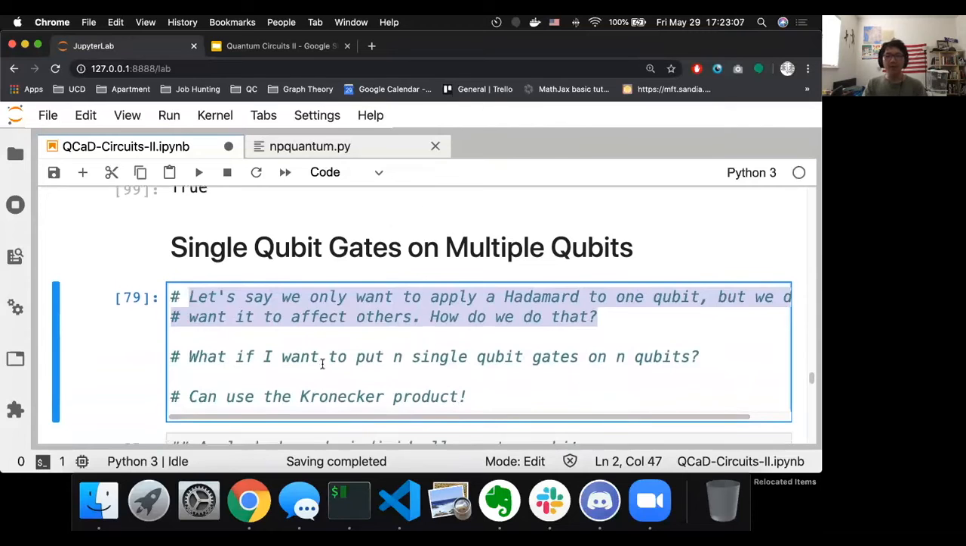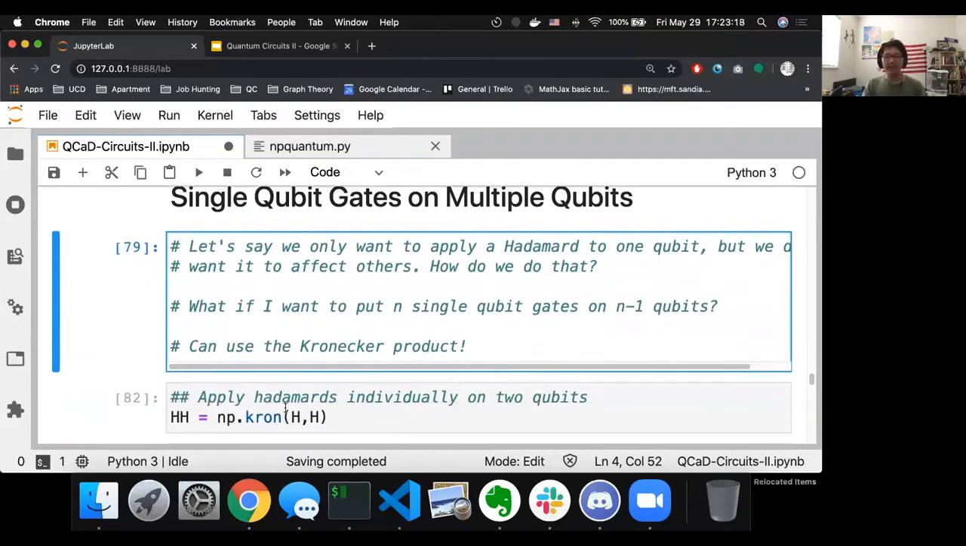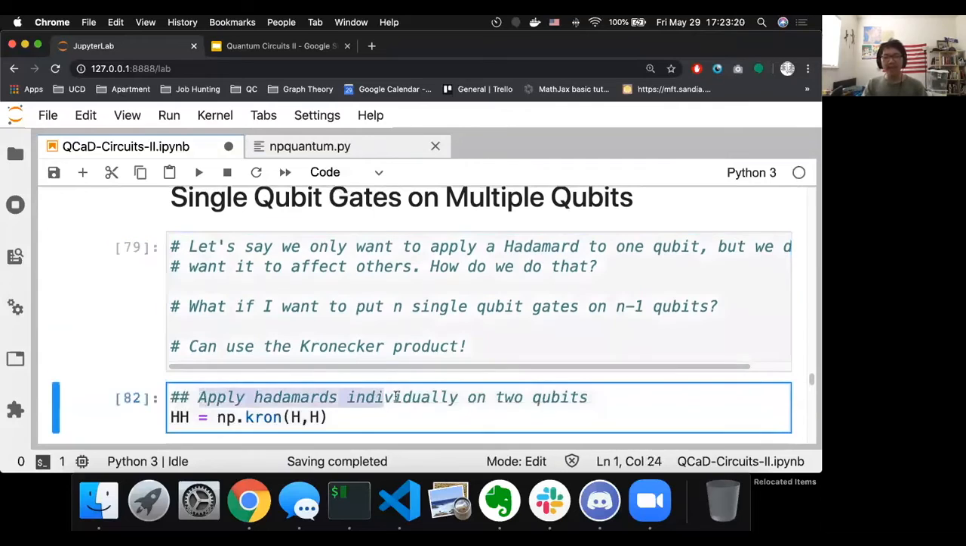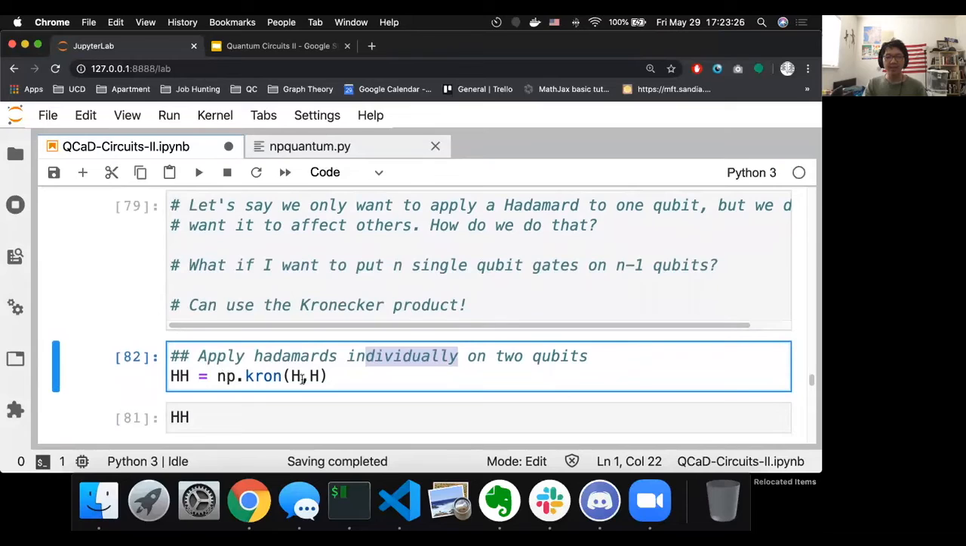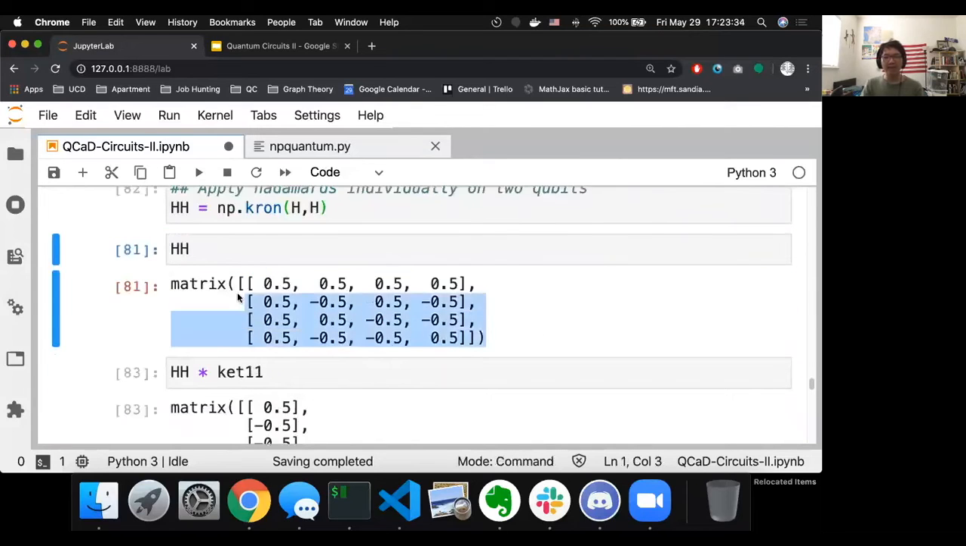Or what if I want to put n single qubit gates on, maybe n qubits, or maybe n minus 1 qubits, so not all of them. And the Kronecker product comes to the rescue yet again. So let's imagine I want to apply Hadamards individually, and this individually is important, on 2 qubits, so in a 2-qubit system. So I take the Kronecker product of the Hadamard with another Hadamard, so I create this weird HH gate, and it looks kind of like this.